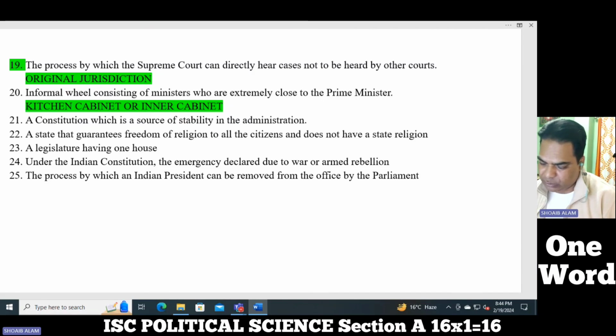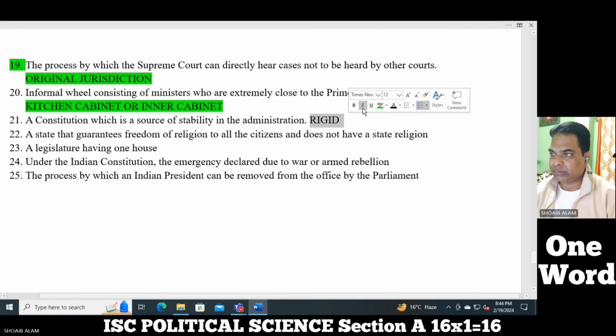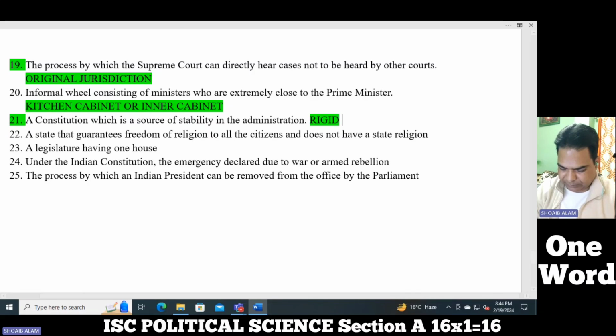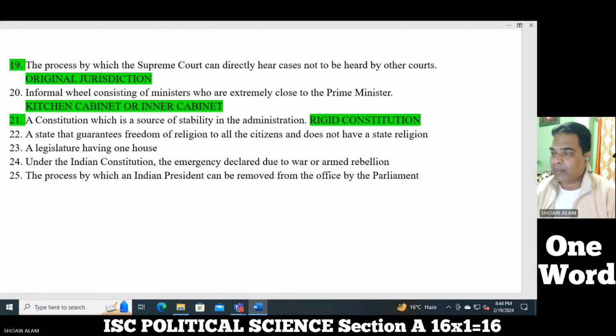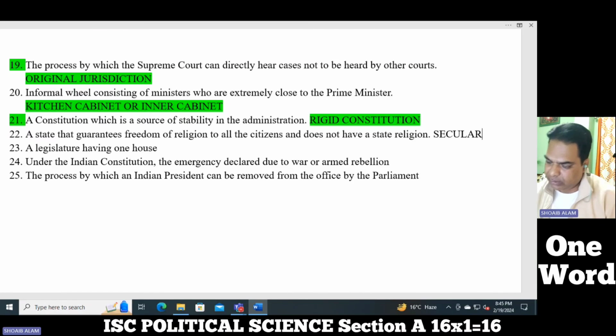Next one, a constitution which is a source of stability in the administration. Number 21, source of stability. So rigid constitution. Okay, rigid constitution. A state that guarantees freedom of religion to all the citizens and does not have a state religion. So again, secular.